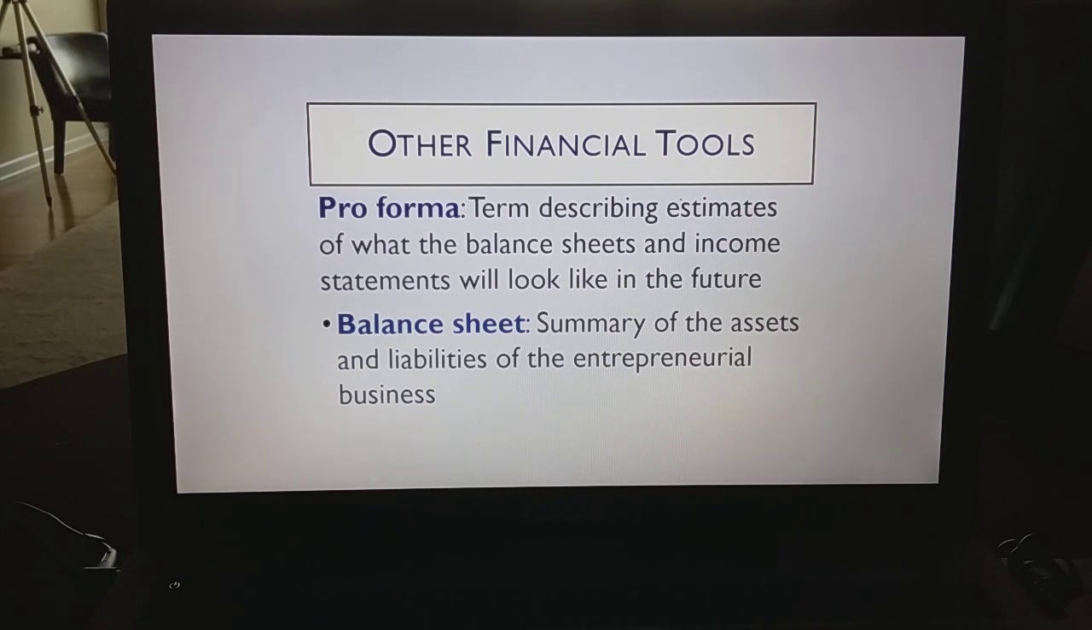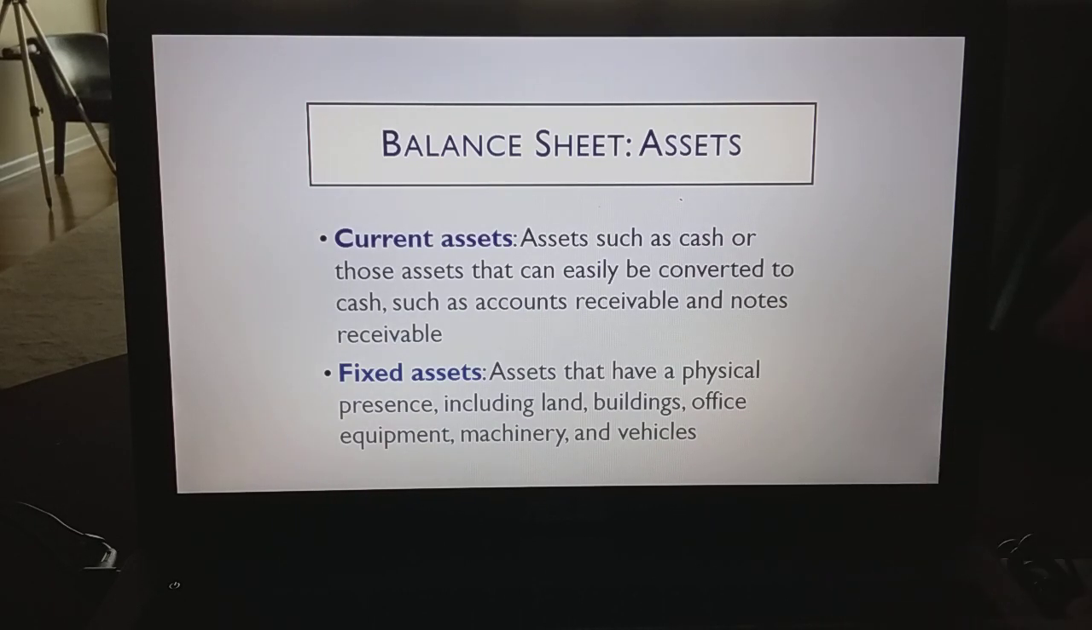And then balance sheet is the assets versus liabilities. So there's current assets and fixed assets. Current assets are cash, or those assets that can be easily converted to cash. Those are the most liquid things. Fixed assets are things that are positive on your balance sheet, but are not necessarily cash. They are equipment, real estate, that kind of thing. Vehicles. So they're considered part of your assets, but they're not easily convertible to cash.